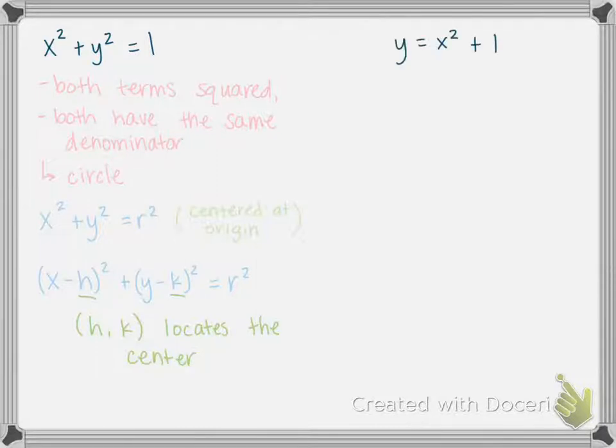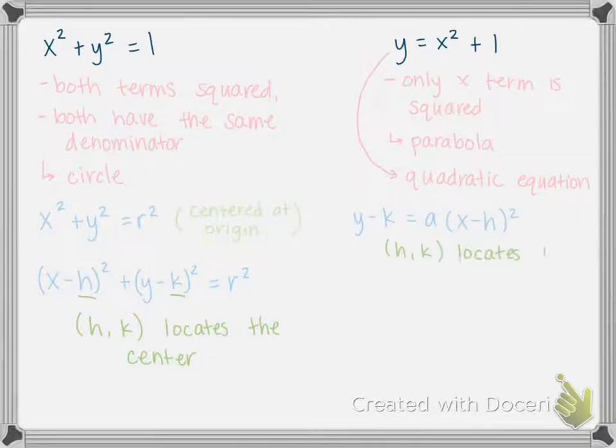If we look at y equals x squared plus 1, we know that only the x term is squared, so this is going to be a parabola, and so this equation is a quadratic equation. This can be written as y minus k equals a times (x minus h) squared, again where h and k locate the vertex. A will show us how skinny or wide the parabola will be, and if a is negative, that means it will be upside down or opening down.